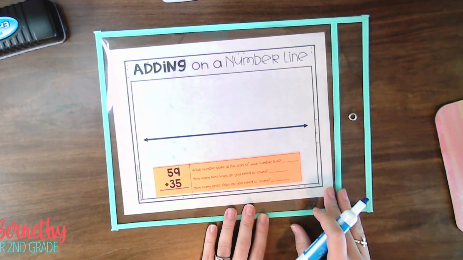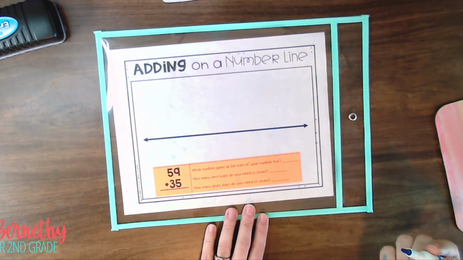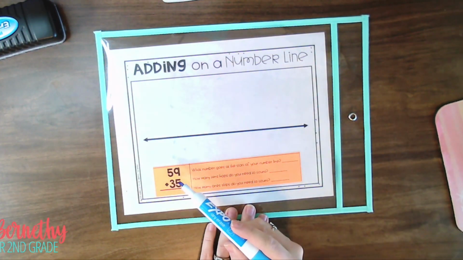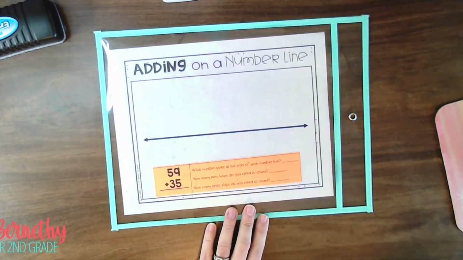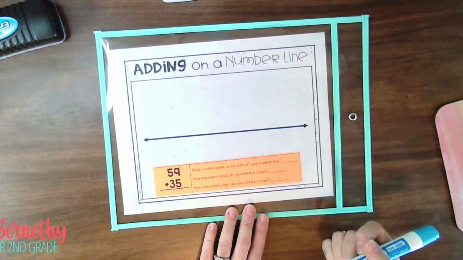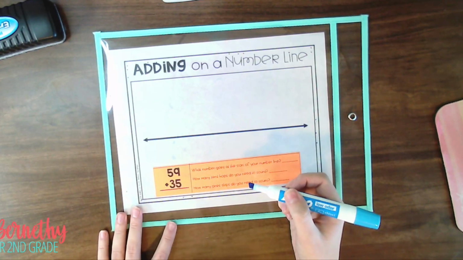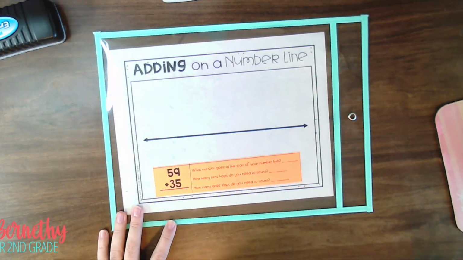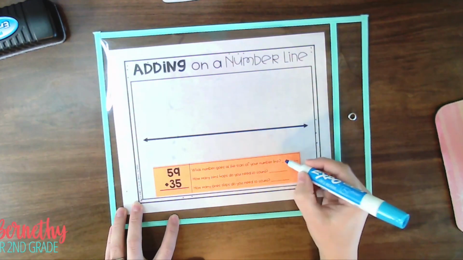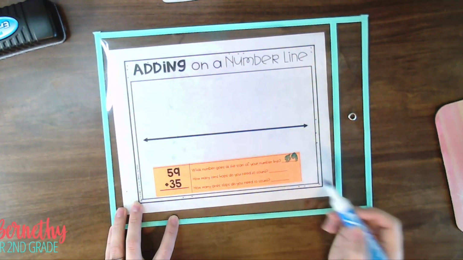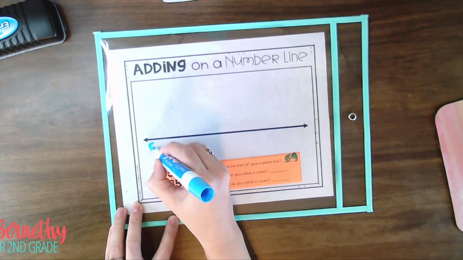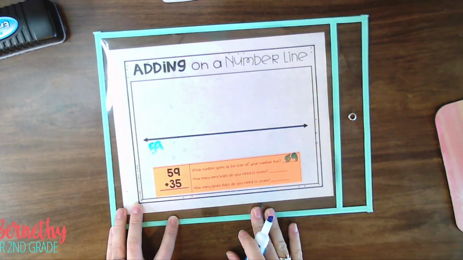Now, when they're first starting out, I actually like to have them write out the process of how they would solve this. So here in this example, we have 59 plus 35. So the first question I'm going to ask them, okay, what number is going to go at the beginning of your number line? And so I like to teach my students to put the bigger number or the bigger add-in at the beginning because that's less hops they have to make on their number line. So we're going to start out with the number 59 and we're going to write that here. And then we are going to put 59 at the beginning of our number line.